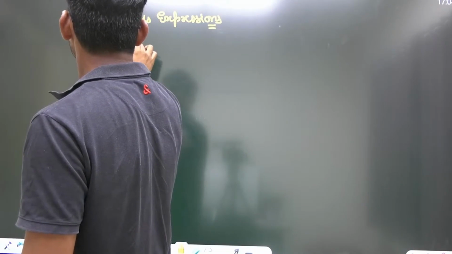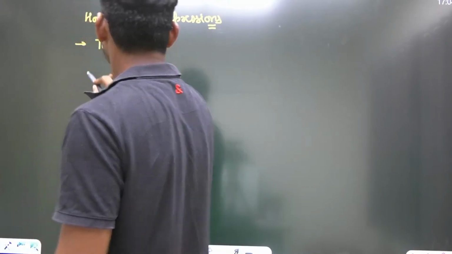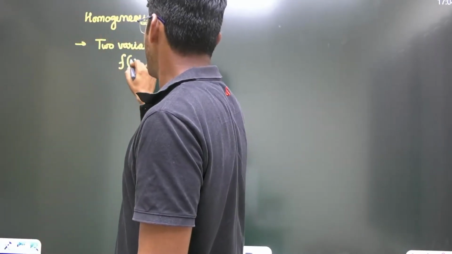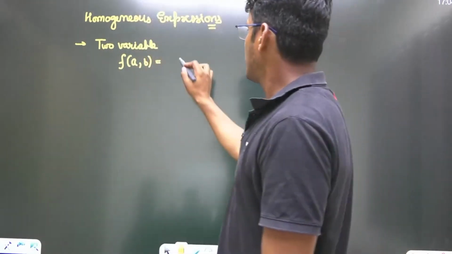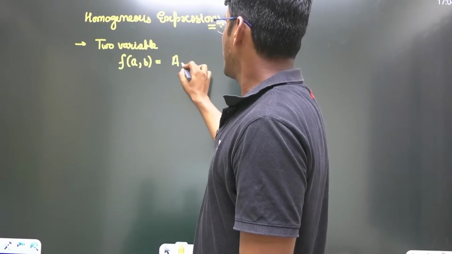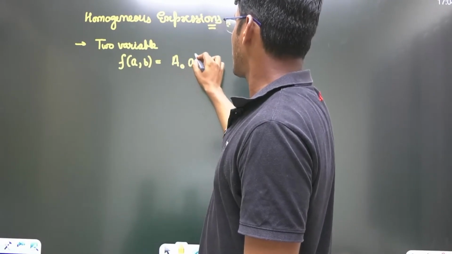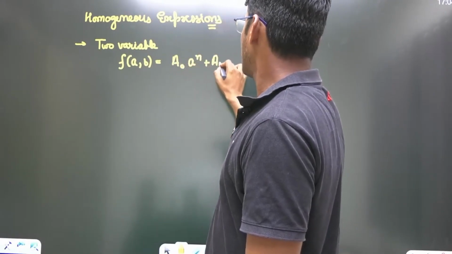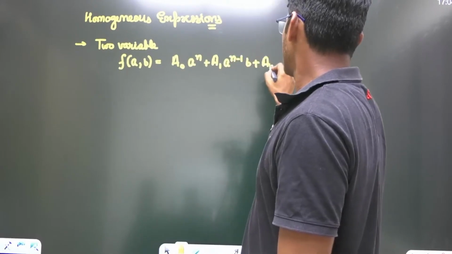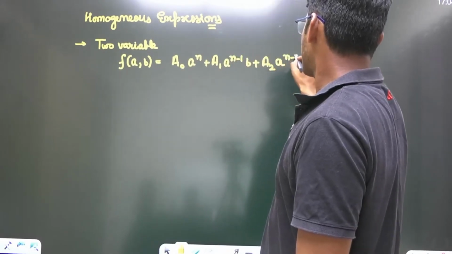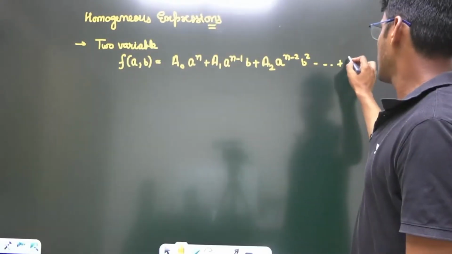So first of all is two variable, right? So f of a comma b, right? Then a naught a to the power n, a1 a to the power n minus 1 b plus a2 a to the power n minus 2 b square dot an b to the power n.